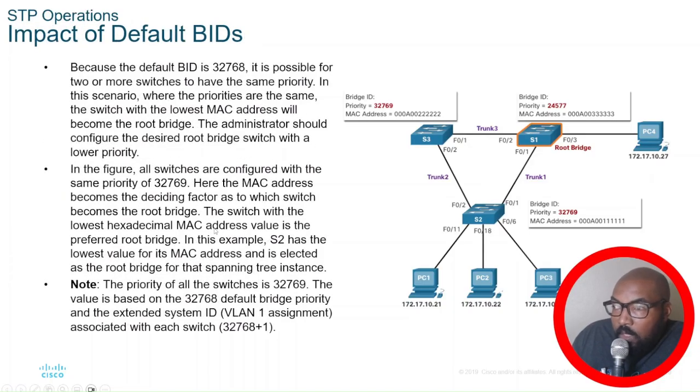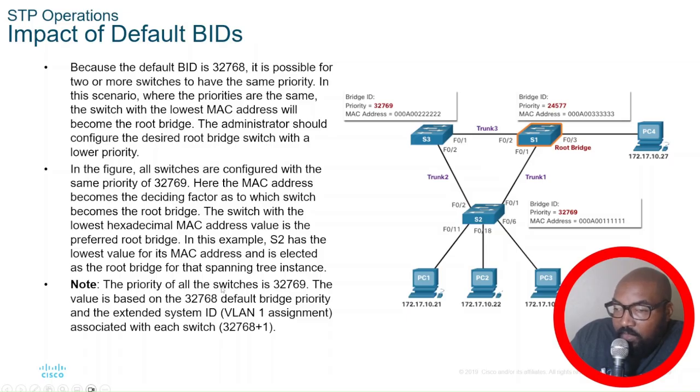Because the default BID is 32768, it is possible for two or more switches to have the same priority. That's what we just discussed. In this figure, all switches are configured with the same priority. Here, the MAC address becomes the deciding factor as to which switch becomes the root bridge. The switch with the lowest hexadecimal MAC address value is the preferred root bridge in this example. Switch 2 has the lowest MAC address value and is elected as the root bridge for the spanning tree instance.